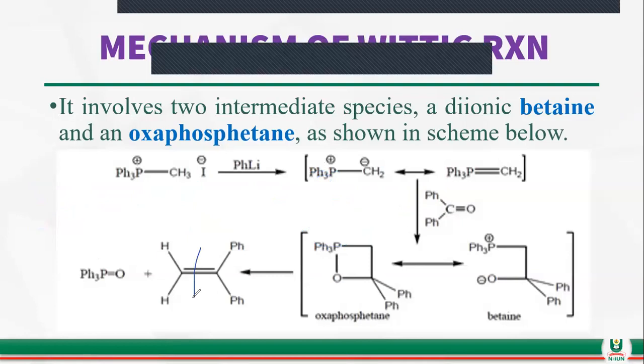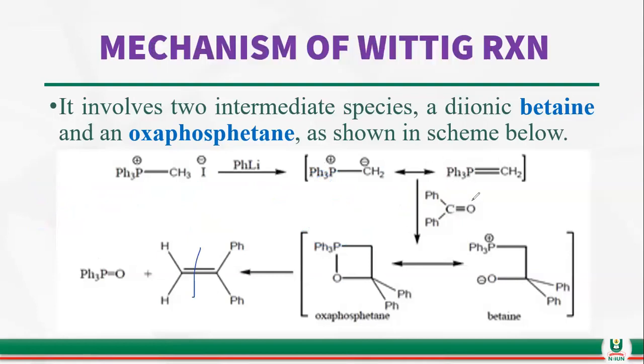If you break it here, you know what has happened. This has been removed and CH2 has replaced it. CH2 has been removed from phosphorus and oxygen has replaced it. But the overall thing is in 4 steps.